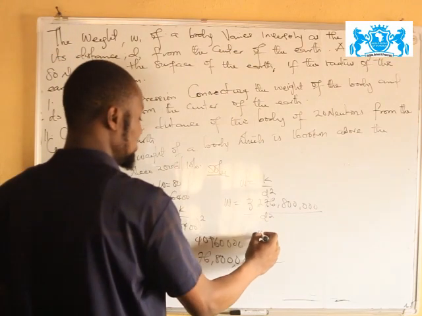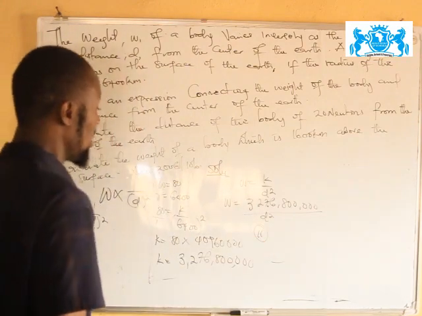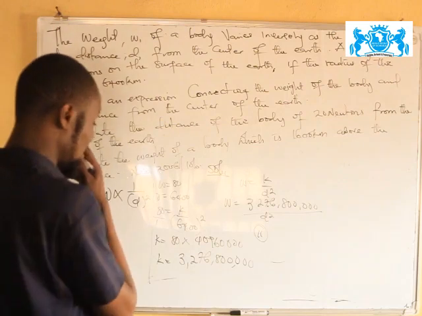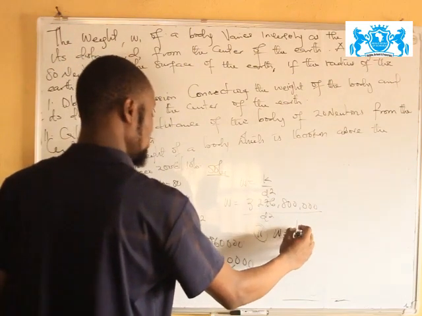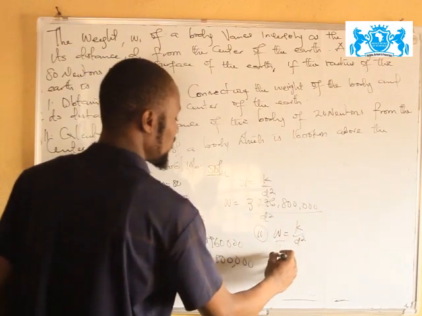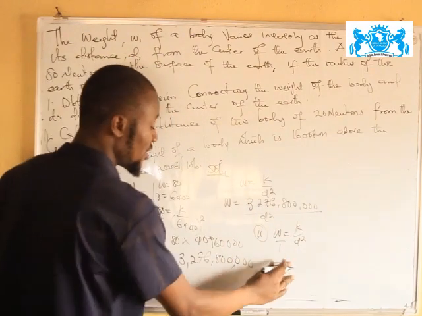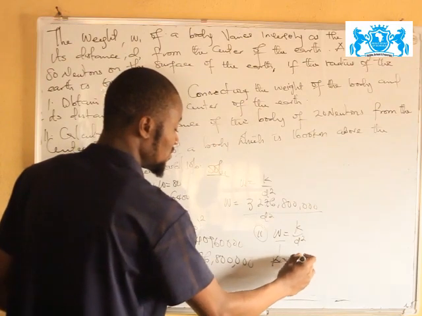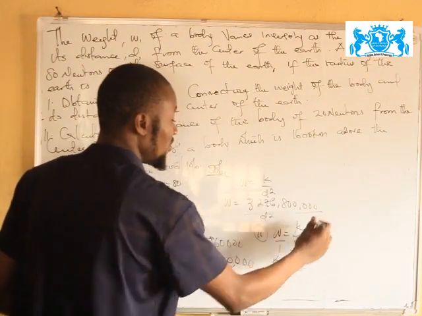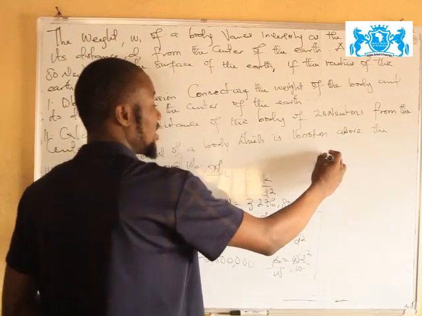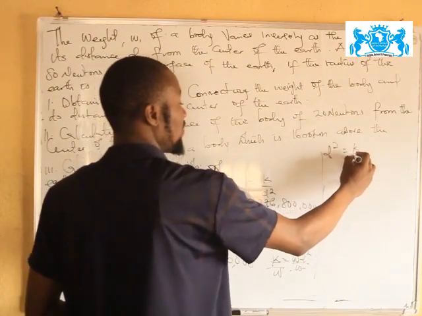So that is the second question. Now you are being asked to calculate the distance. So making distance the subject of the formula, you have W is equals to K over D raised to power 2, and over 1. You cross multiply, you have K is equals to WD squared. So divide both sides by W and you'll be having that D squared is equals to K over W.